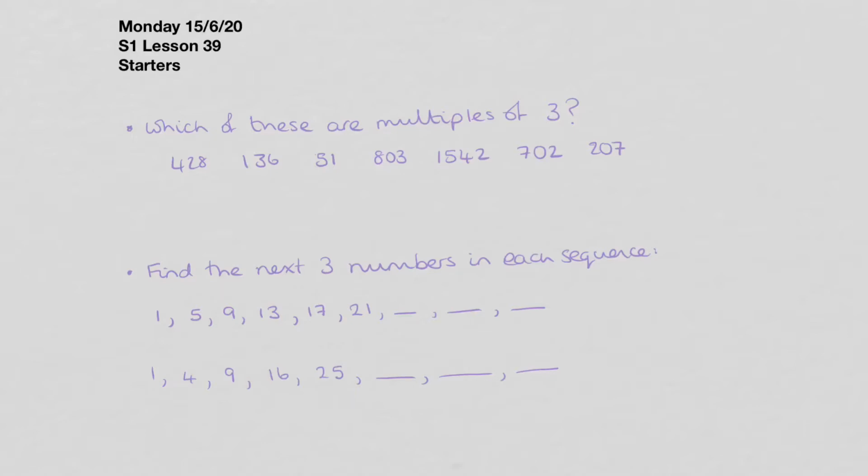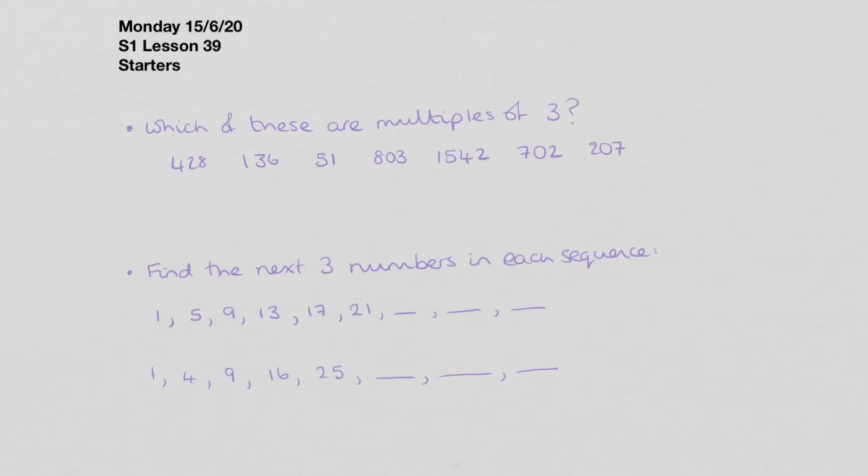So, firstly, which of these are multiples of 3? Remember, there's a trick for checking if something's a multiple of 3. If it's a multiple of 3, that means it's in the 3 times table. The trick for checking if a number's in the 3 times table is to add the digits together. And if your answer is in the 3 times table, then your original number is in the 3 times table.